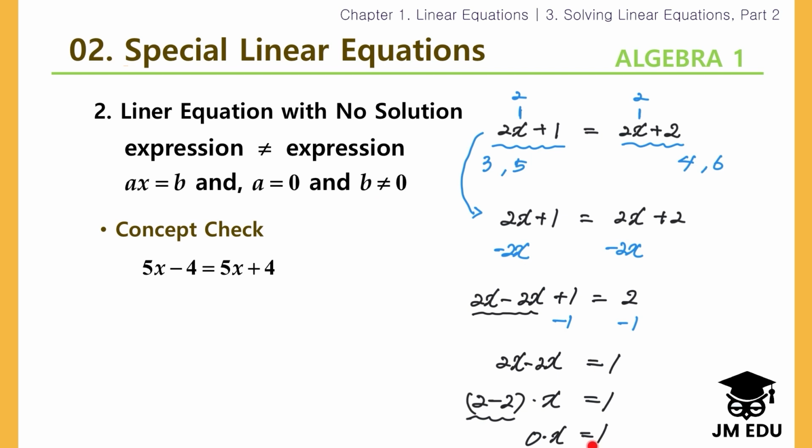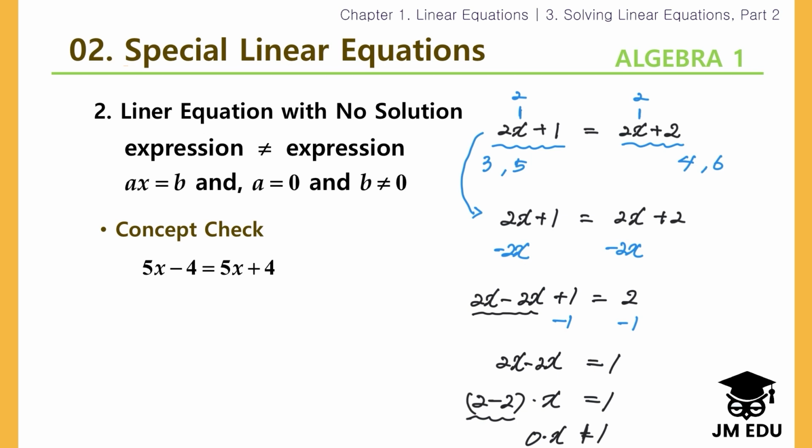not equal to 0, which means for any values of x, right? 0 times x is always 0, but this is always equal to 1. So they are not equal to each other, right? Which means this equation has no solution.